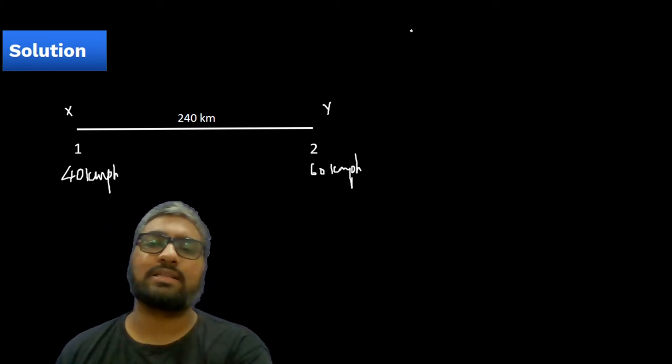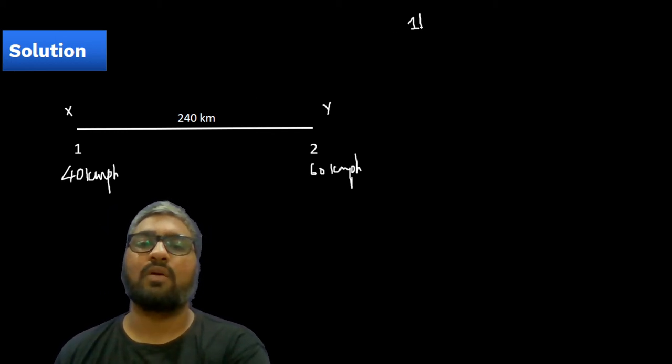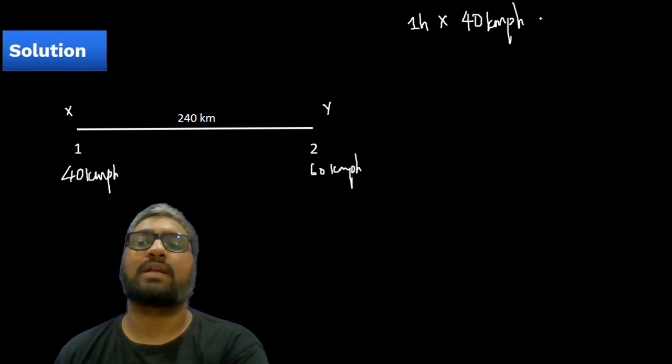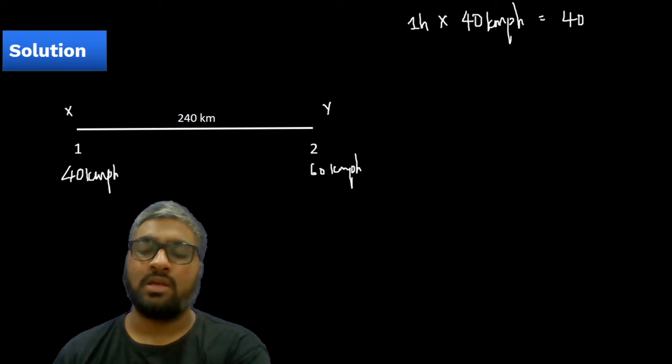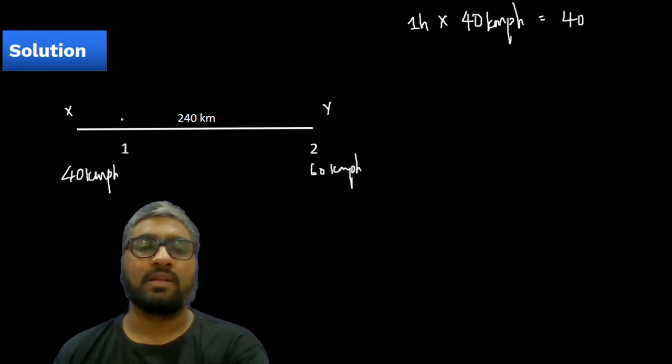So first, let's look at this condition, right? For 1 hour, who travels alone? X travels alone, right? So X travels alone for 1 hour, which means he would travel at 40 kilometers per hour. 40 kilometers per hour is the speed. For 1 hour, he would have covered 40 kilometers. So now where would X be? 40 kilometers away from point one.